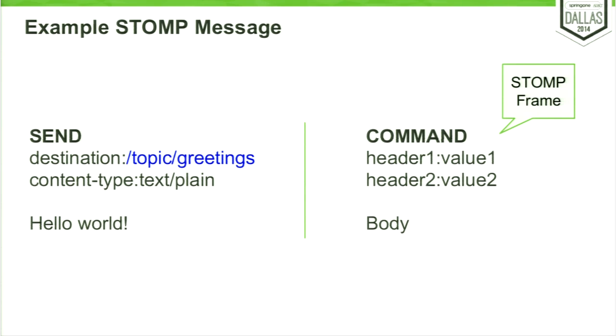And then you have a blank line, and then you have the body. And you can see on the left a specific example of that. There's a content type that says what kind of body we have. There's a destination, which says, what is this message addressed to? And then there's a send, there's a few commands. So that kind of gives you an idea.